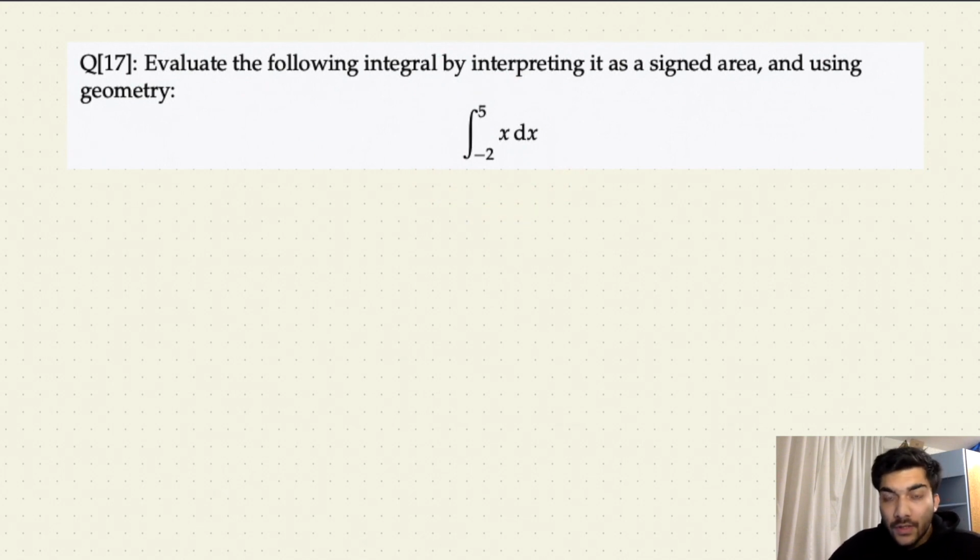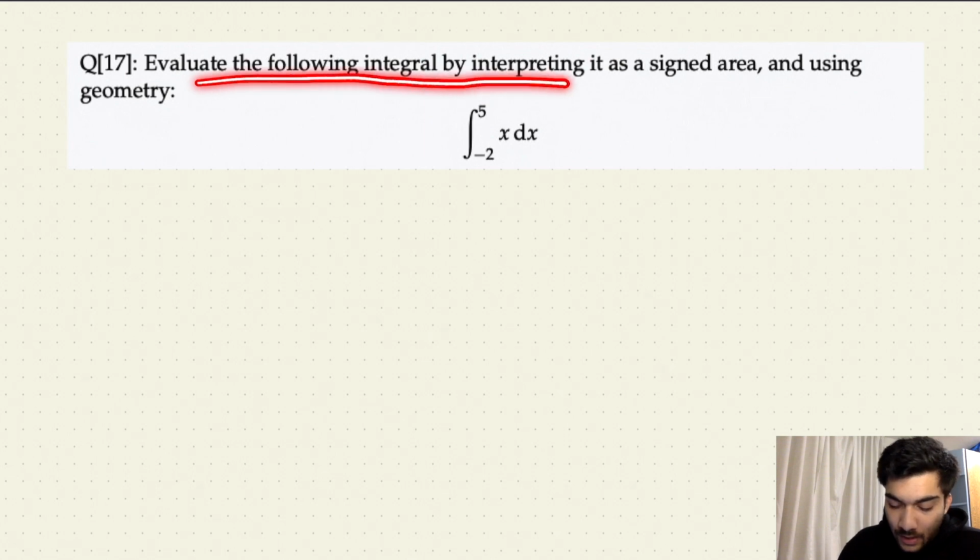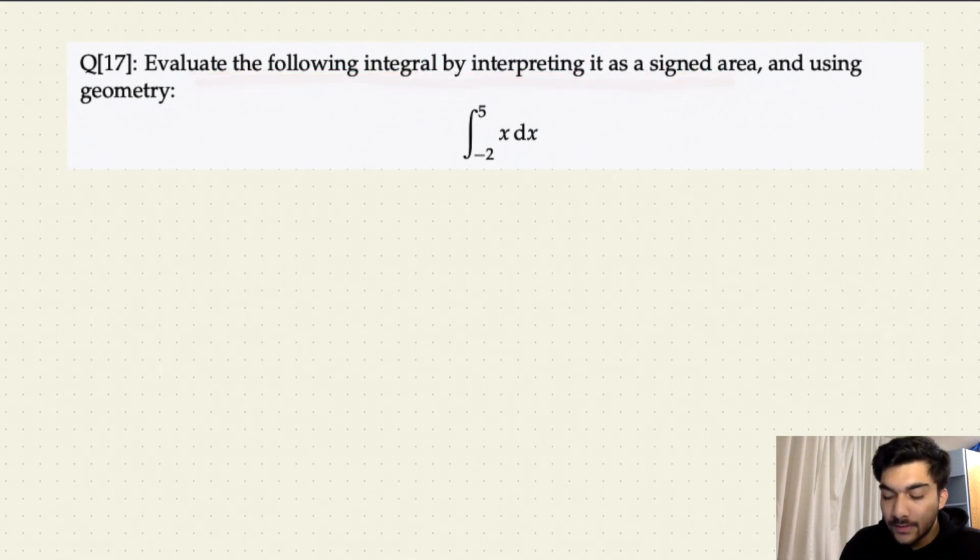So we'll start with this question. This is basically a very easy question where you have to calculate the area under the curve of function y equals x bounded by the intervals x equals -2 to x equals 5. But the one important thing that you have to take into consideration in solving this question is that you have to evaluate the following integral by interpreting it as a signed area.